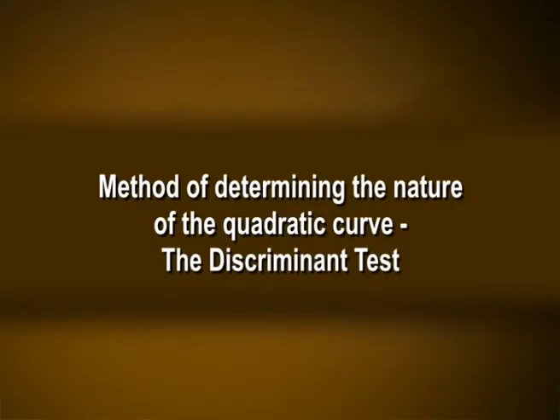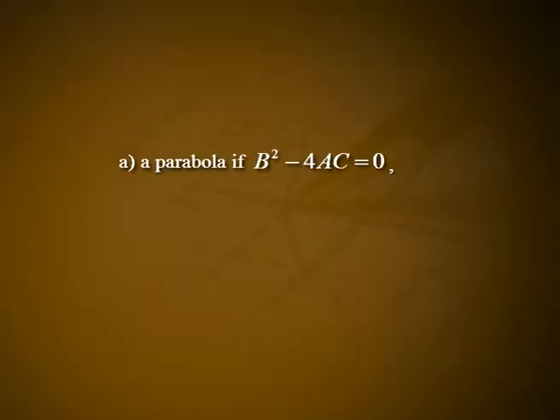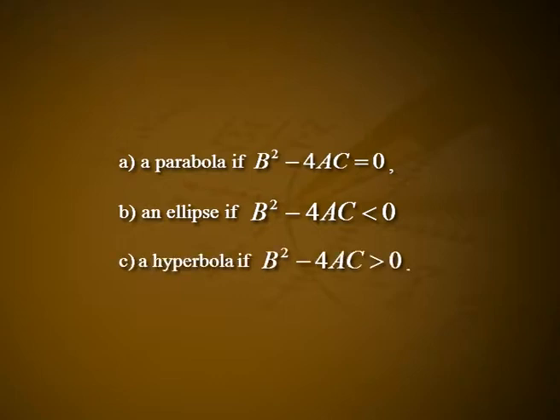Method of determining the nature of the quadratic curve: the discriminant test. The quadratic curve ax square plus bxy plus cy square plus dx plus ey plus f is equal to 0 is A. a parabola if b square minus 4ac equal to 0, B. an ellipse if b square minus 4ac less than 0, C. a hyperbola if b square minus 4ac greater than 0, provided degenerate cases may not arise.